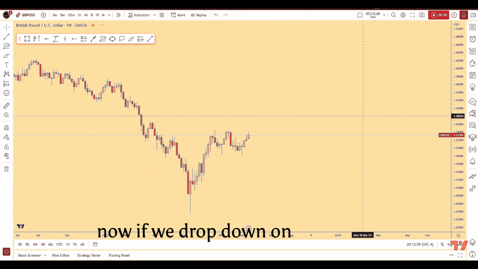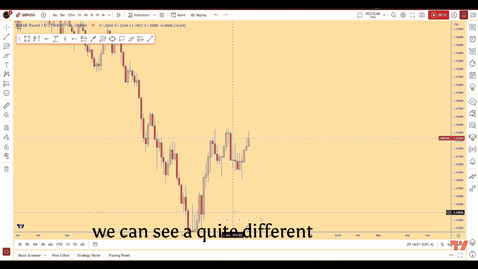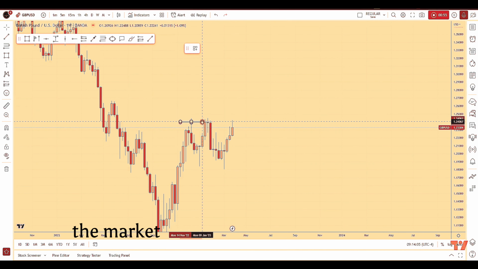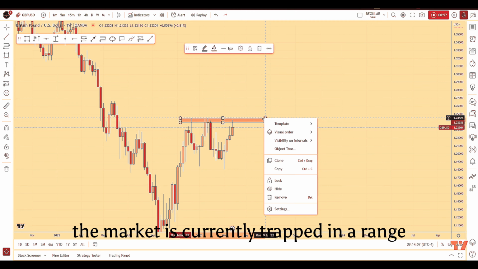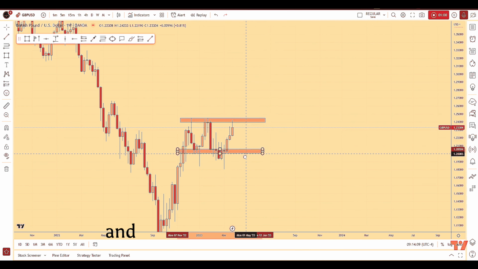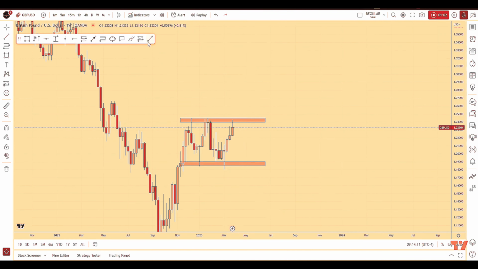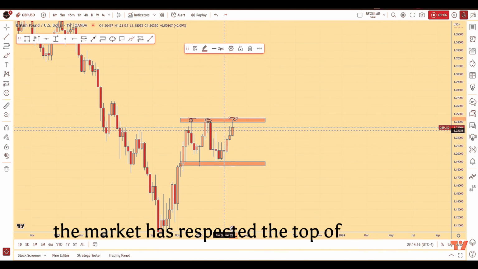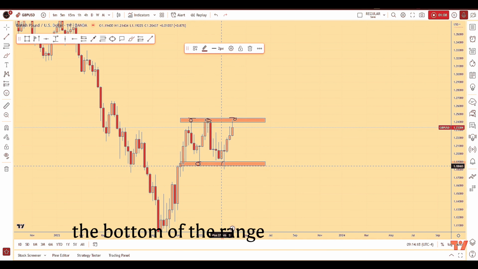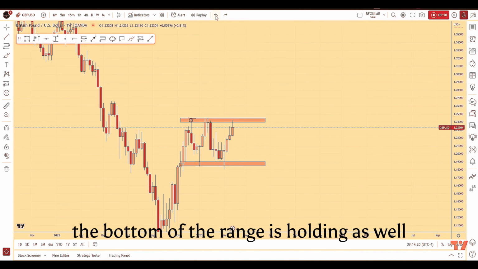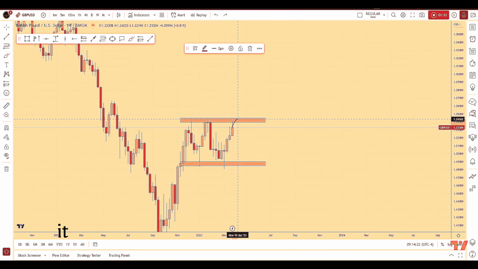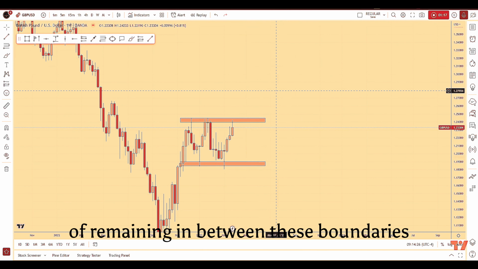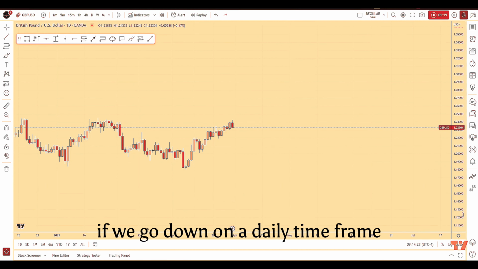Now, if we drop down on the weekly, we can see a quite different scenario. In fact, we can notice how actually from a weekly perspective, the market is currently trapped in a range. We have the top of the range here and the bottom of the range here. Now, we can see how already multiple times the market has respected the top of this range, and at the same time the bottom of the range is holding as well. So at least from a weekly perspective, it would seem like we have good probabilities of remaining in between these boundaries.